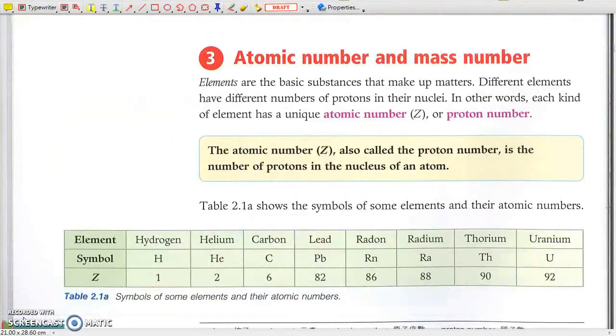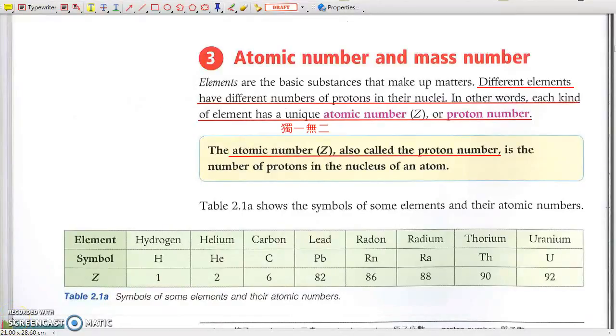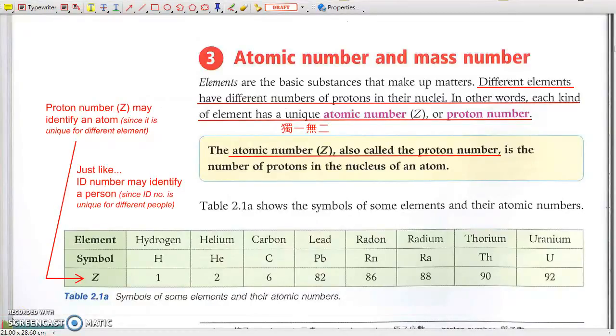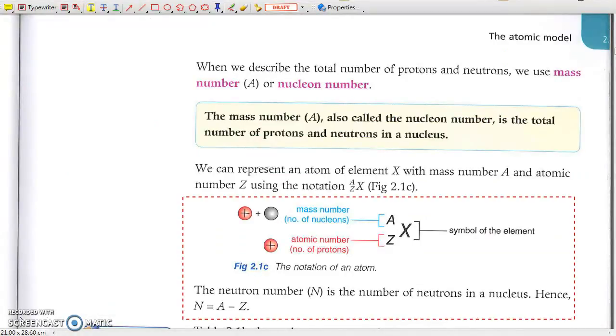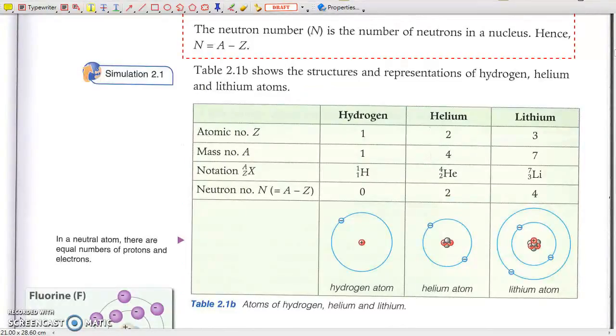3. Atomic number and mass number. Different elements have different numbers of protons in their atoms. Each element has a unique proton number, or atomic number, which may identify an atom. An atom or nucleus of an element is represented by the following symbol, in which you may find a smaller number which represents the atomic number, and a larger number which represents the mass number of the element.